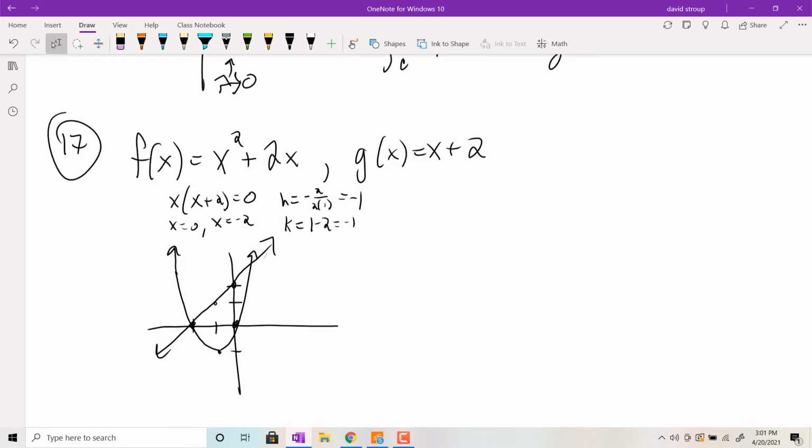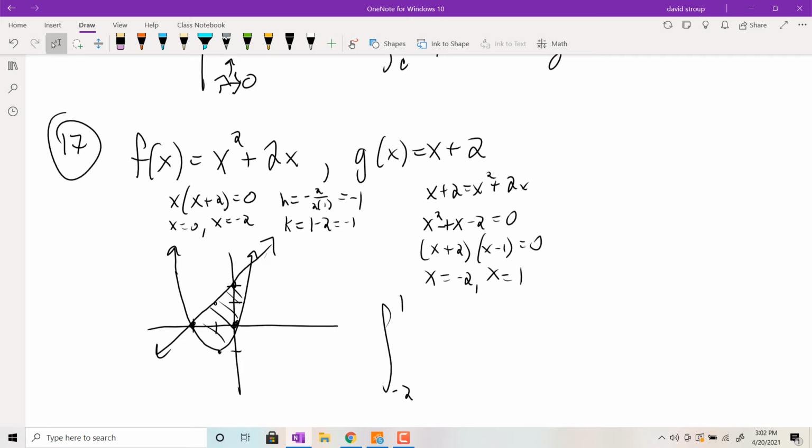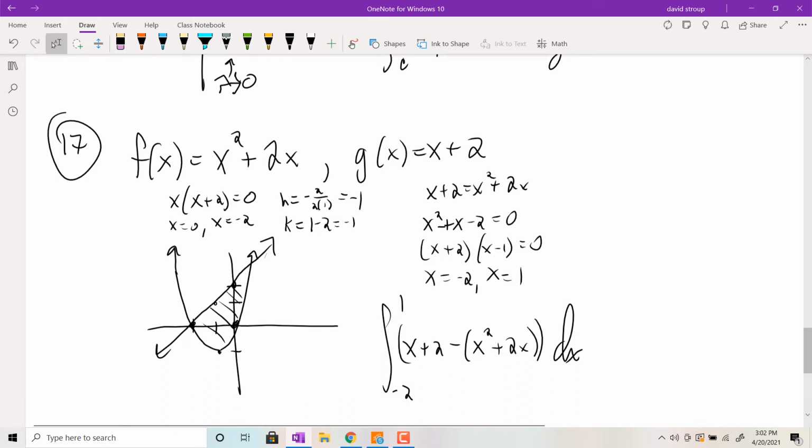And the region in between the two. I need the intersection points, so you have to set the two equal to each other. And that gives you the limits on your integral. So the top curve is g minus the entire bottom curve. Make sure you distribute the negative. And then it's just basically, do you know how to do an integral?